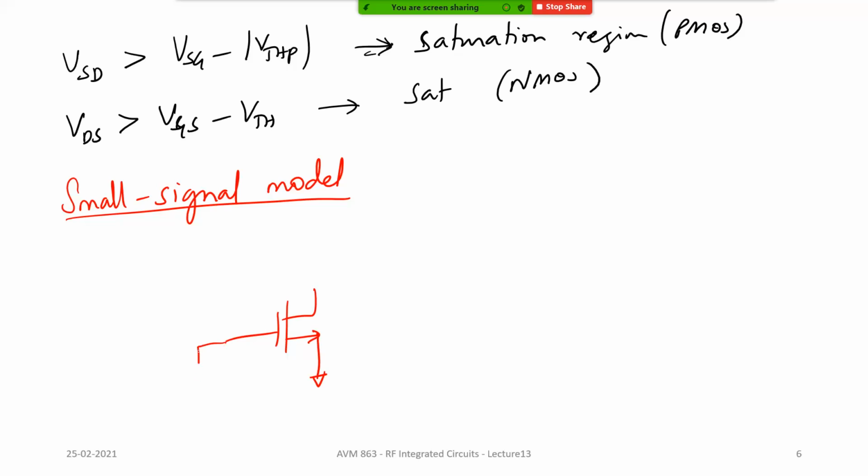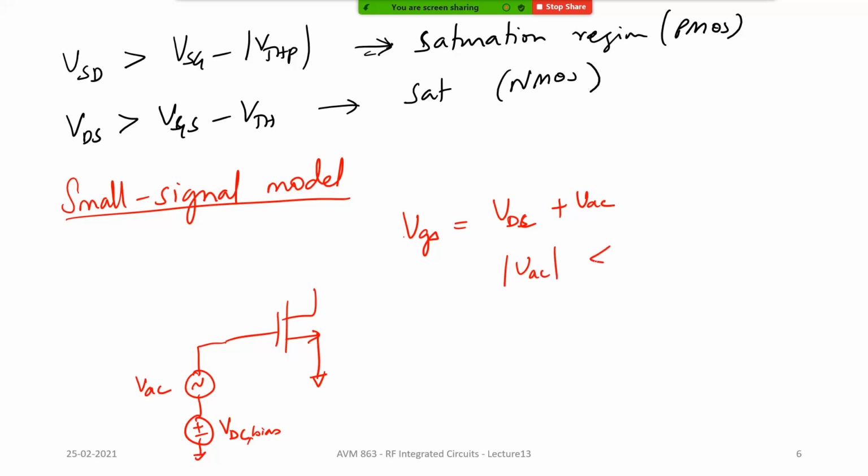Now gate voltage can be written as a sum of a DC voltage, a DC bias voltage, and a small AC voltage. So now VGS can be written as VDC plus VAC. Now the approximation of a small signal holds good if the magnitude of VAC is much less than VDC. A small example, let's say VDC is 0.45 volt, and let's say this is going to be some 1 millivolt sine omega t.